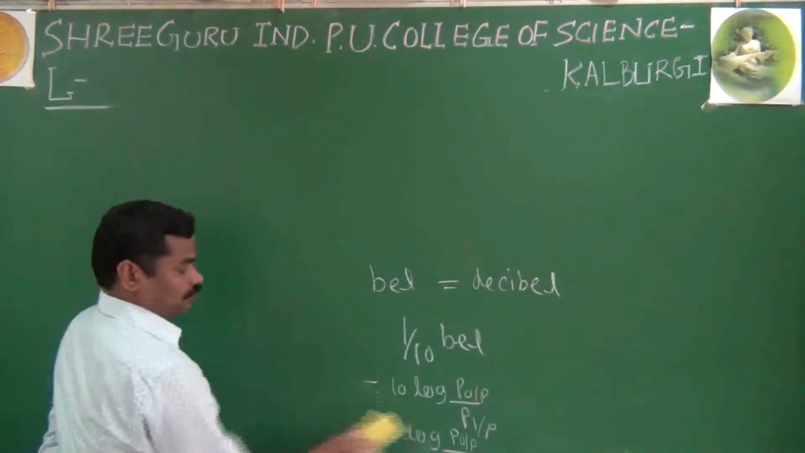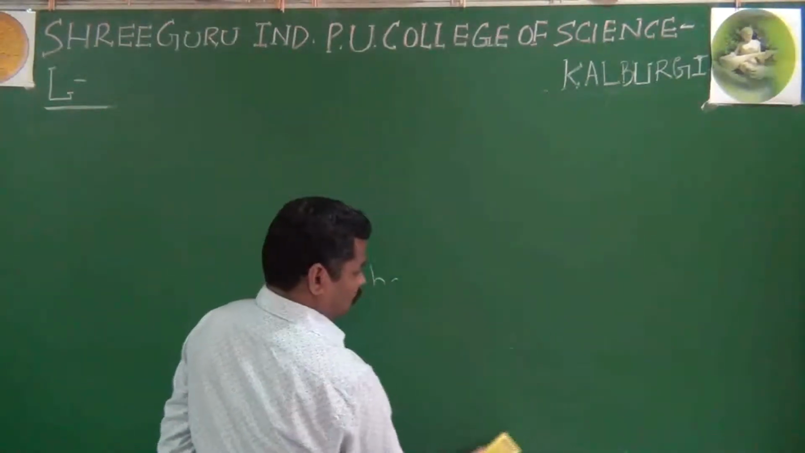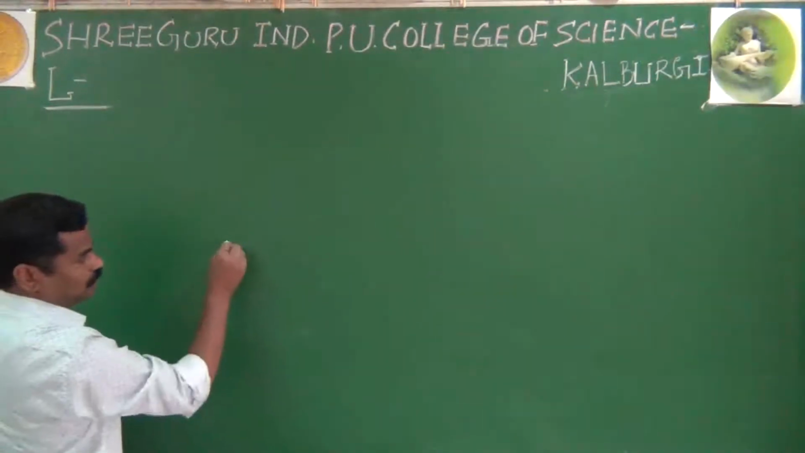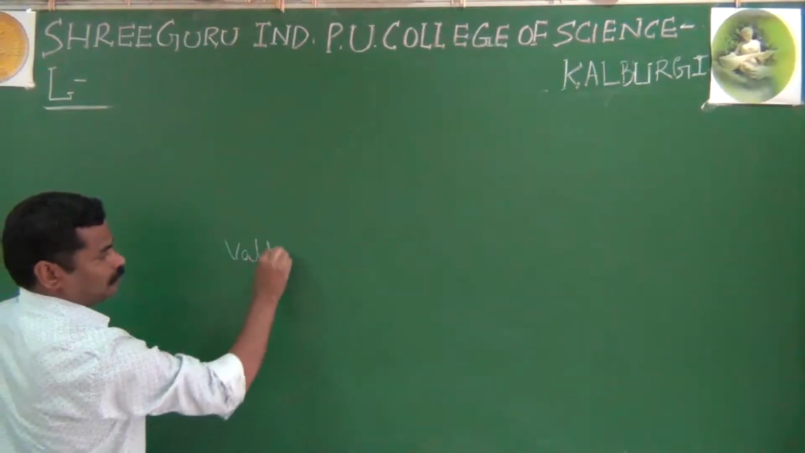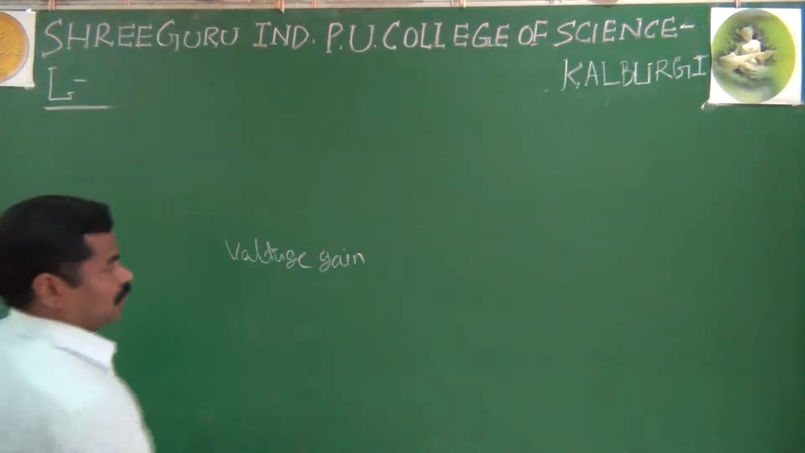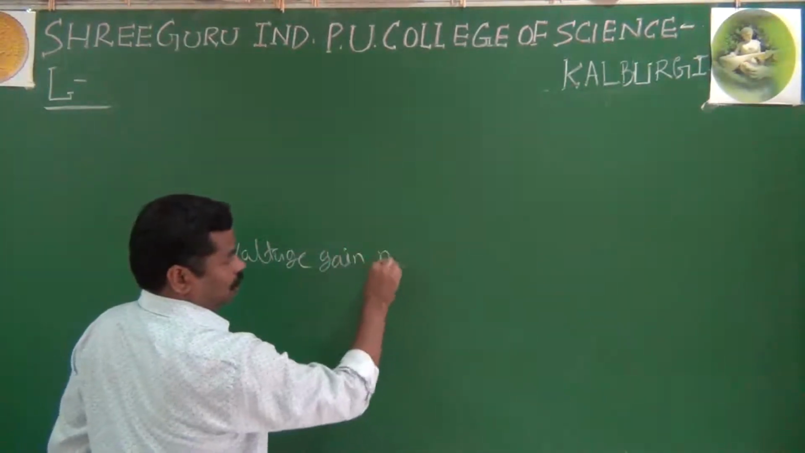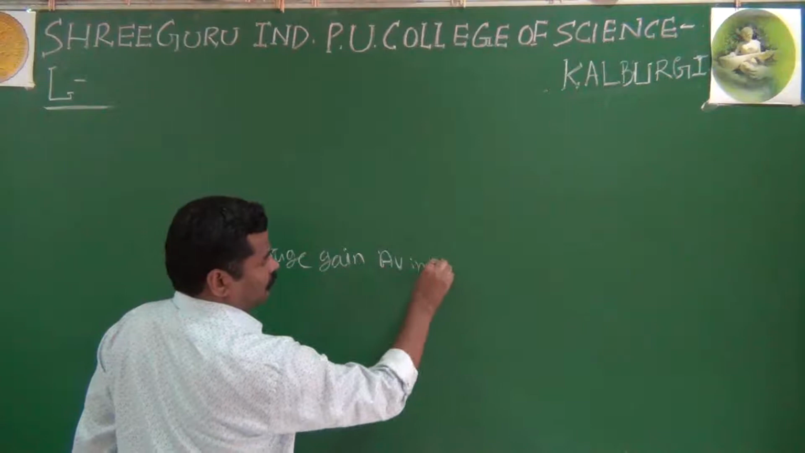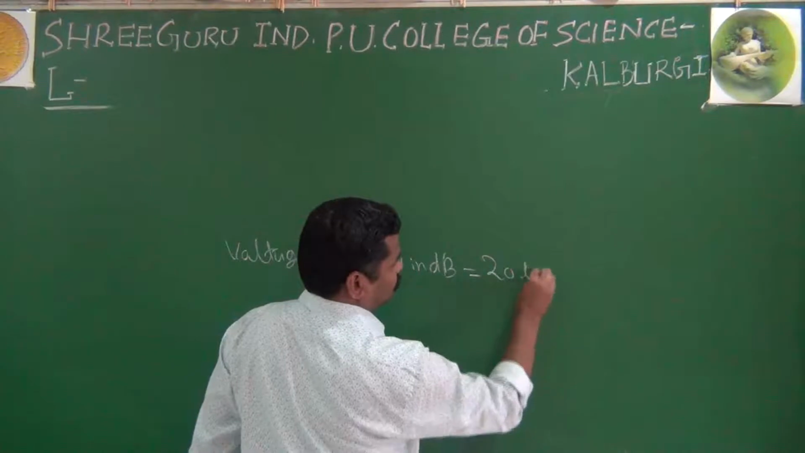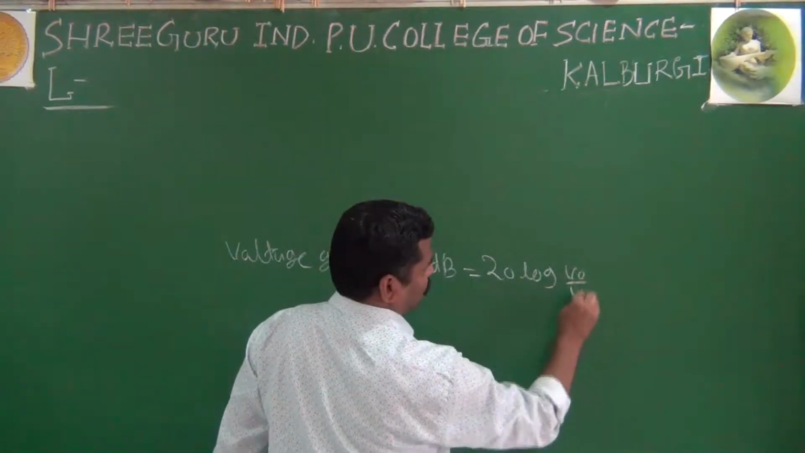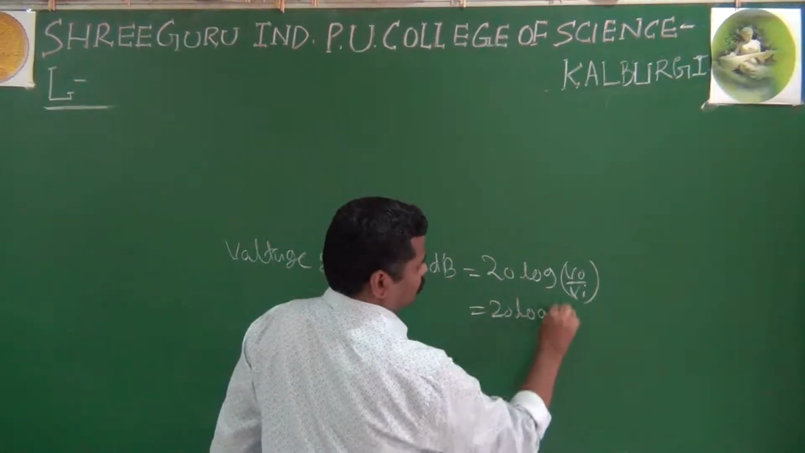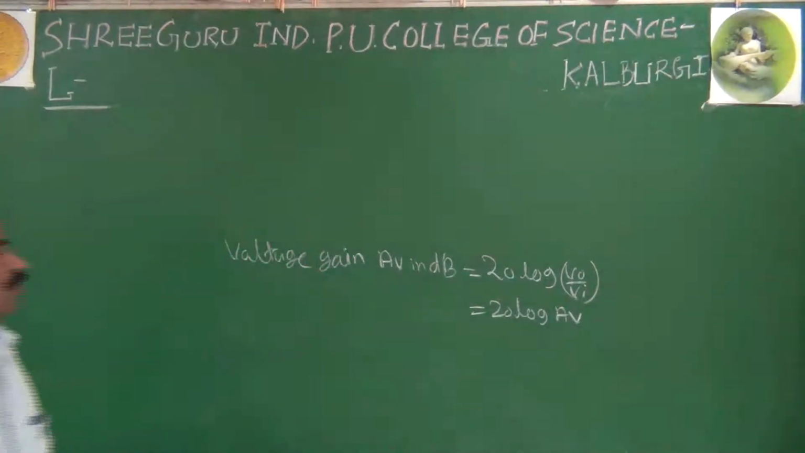Yes, you see about voltage gain and current gain in terms of dBs. First you go for the voltage gain. The voltage gain you can measure, as we know, symbolically, AV in dBs is nothing but 20 log V0 by Vi, or you can write 20 log AV. This is about the voltage gain in dBs.